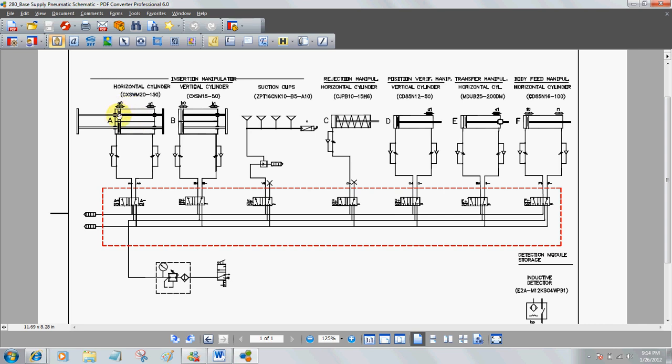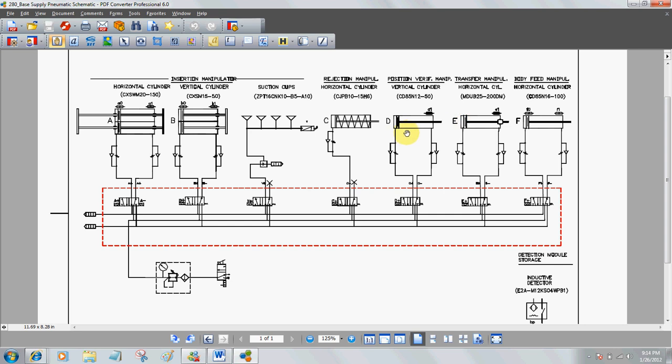Take you through some other important information here. On the tops here are sensors on each one of these cylinders. Those sensors are reed switches, which are activated by a magnet, which is actually on the end of the piston.